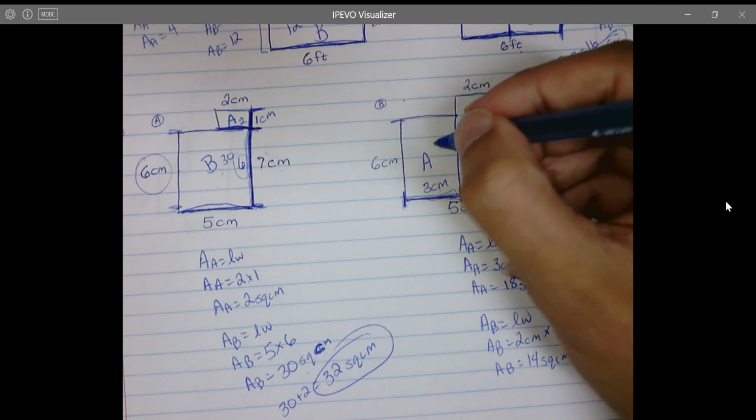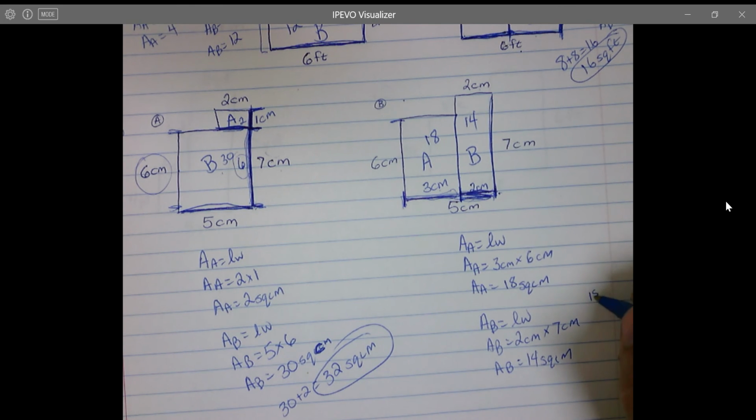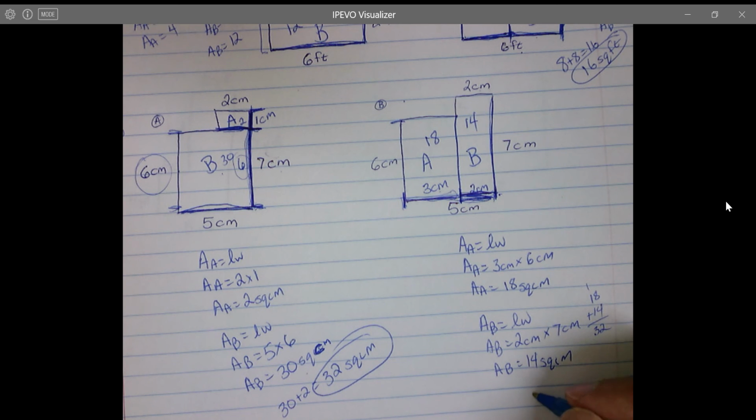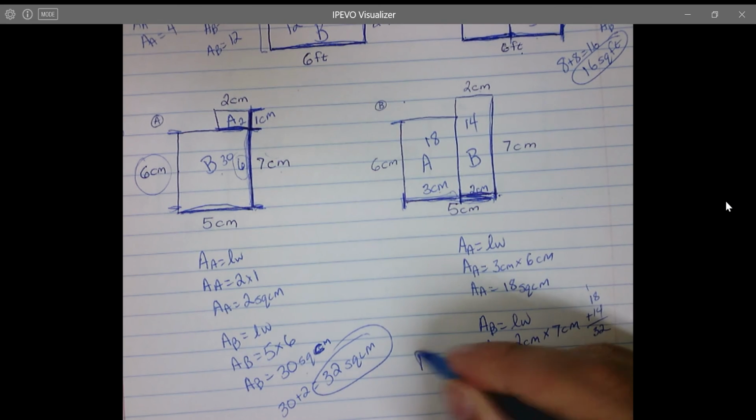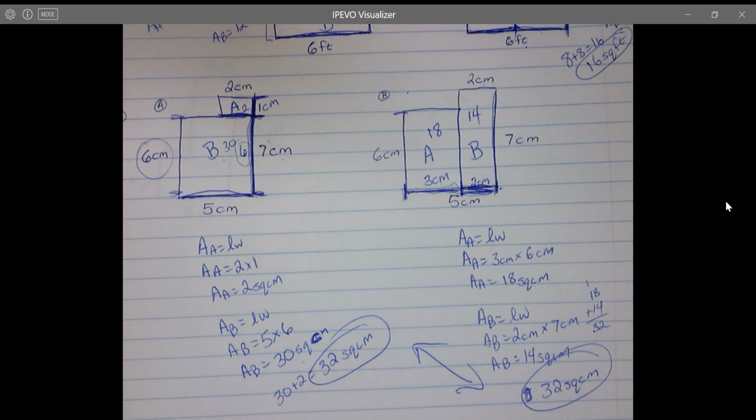So we said this was 18, this was 14. If I add 18 and 14 together now, I would get 32. So this would be 32 squared centimeters. And if we notice, these two are equal because they are the same shape. We just solved it in different ways.